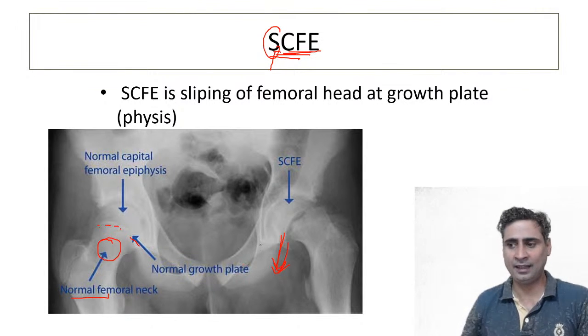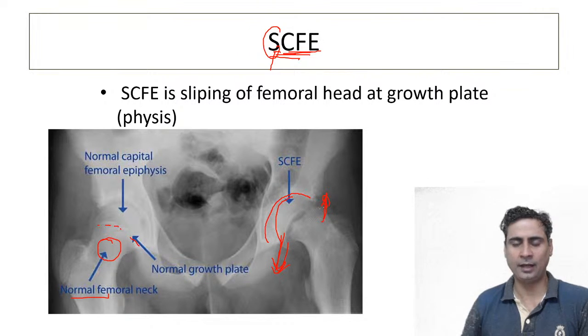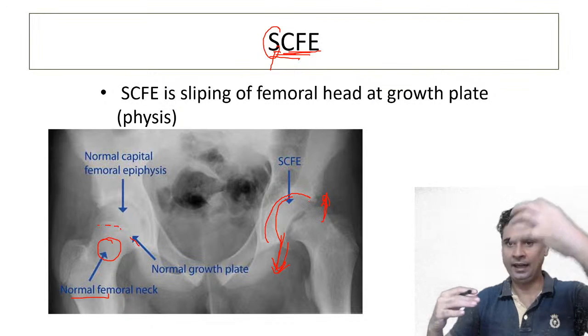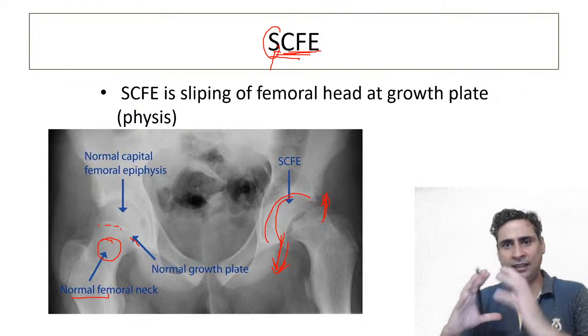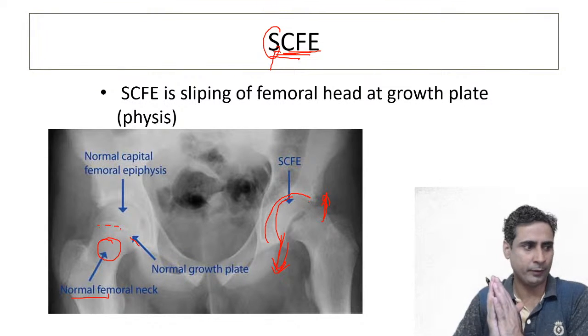Actually in real sense it is a misnomer because the head is normal in its position, well inside the acetabulum. It is the neck which has gone up. When there is separation through this physeal plate, the neck is going up. So actually the neck is going up, but relatively the head is slipping down. That is why we call it a slipped capital femoral epiphysis. So this is a misnomer.